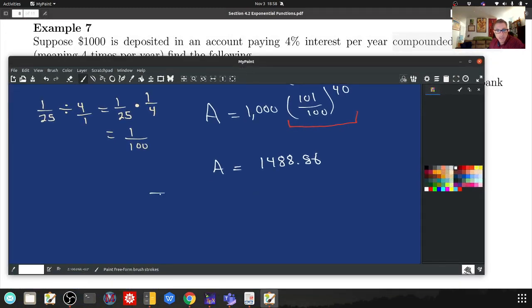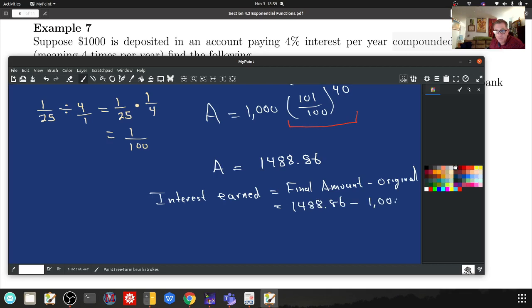So interest earned is equal to my final amount, because I'm not spending any of this, okay? Minus original amount. I'm not going to write amount, which is equal to 1,488.86, and I invested $1,000. That's really easy to do.